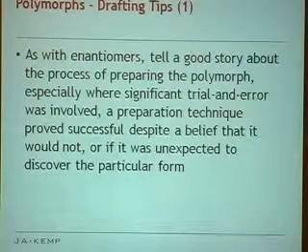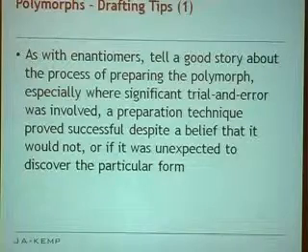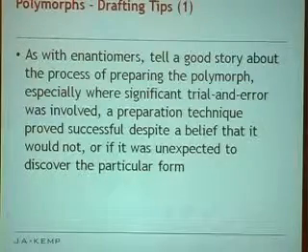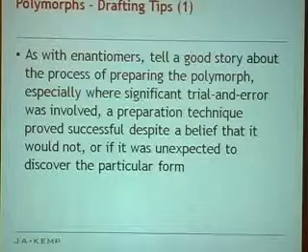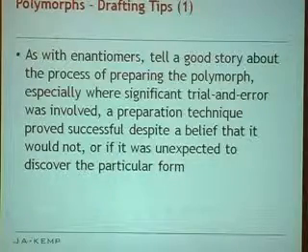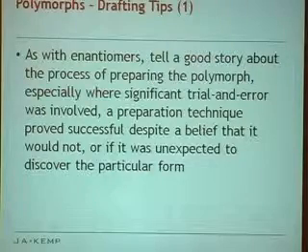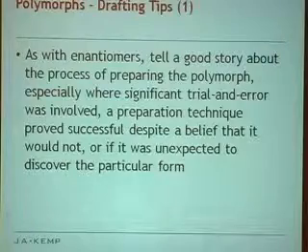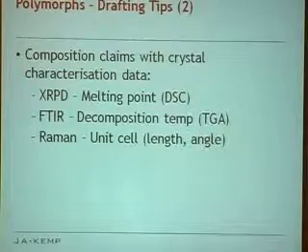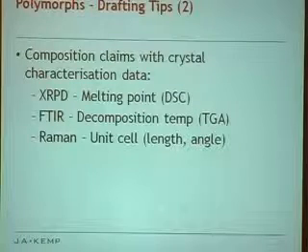Okay, so what do you do when you're drafting your application? As with the enantiomers, tell a good story about the process of producing the polymorph, particularly if there's trial and error. Oh, we had to mess around with various solvents. It might be utterly routine work, but try and write it up and make it sound as difficult as possible. I suppose that's just general tips for drafting patent applications. Once you've said how difficult it was, you need to define the crystalline form, and you need to distinguish it from that which we've done before.